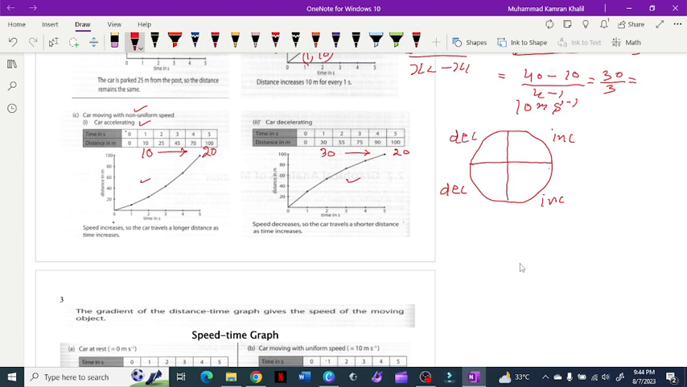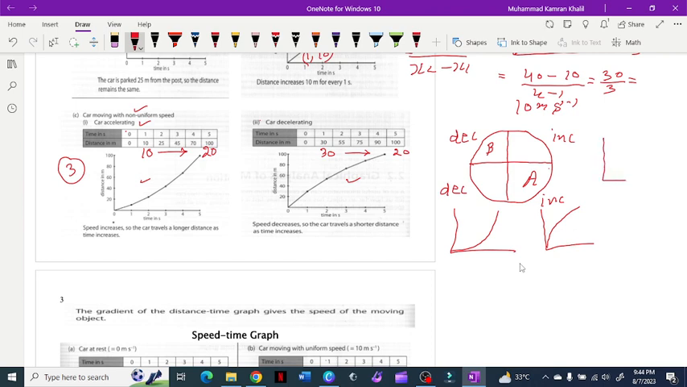So graph number 3, that will represent this region A, let's suppose. If the graph is like this, it will show that the gradient is increasing. So in this case, the gradient is the speed, so the car is accelerating. Second, if the graph is like this, the gradient is decreasing. Let's suppose it's portion B, so the speed is decreasing.